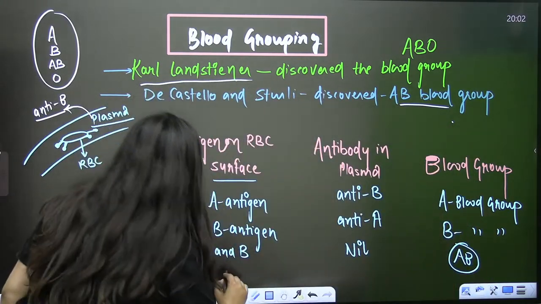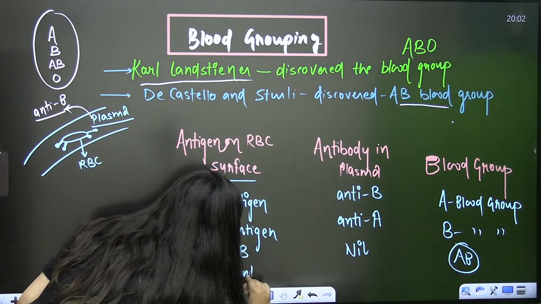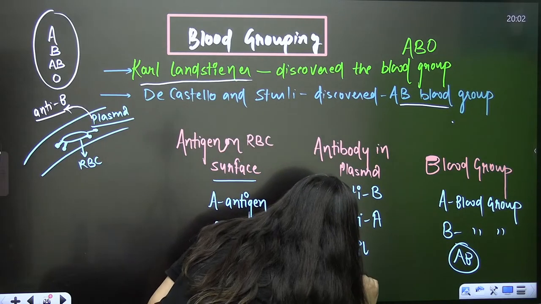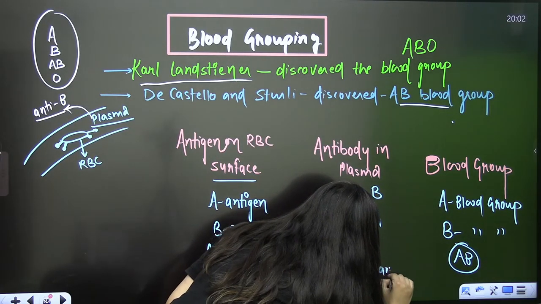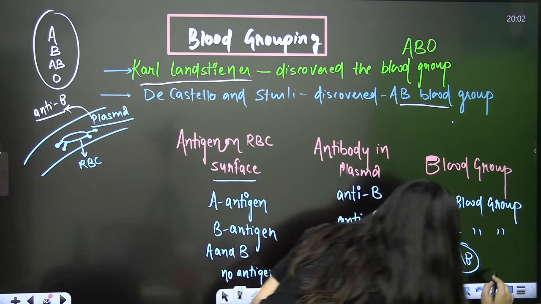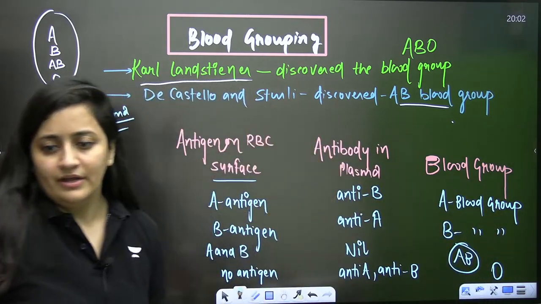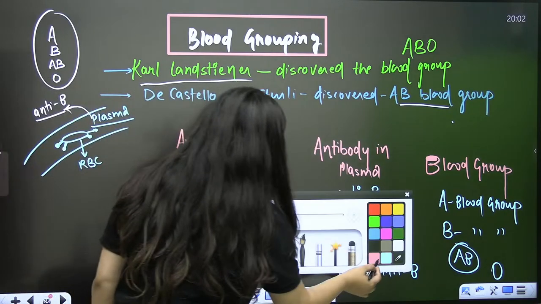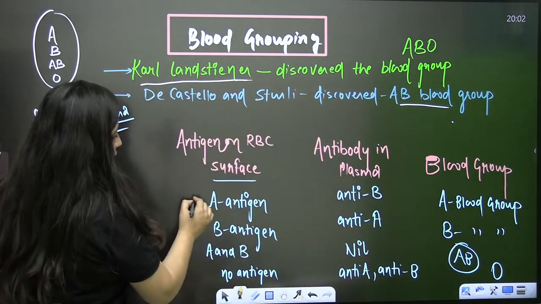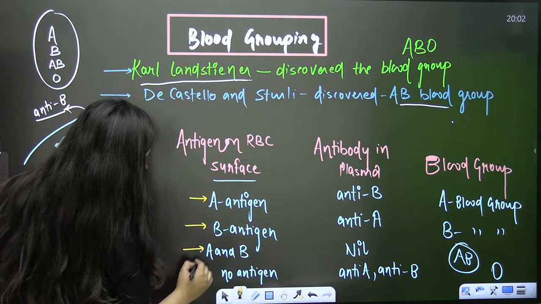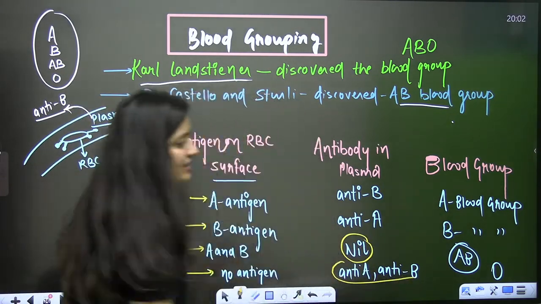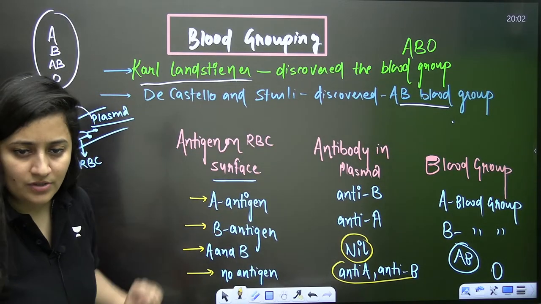Now let's say there is no antigen on the RBC surface. Then the antibodies in plasma will be against both blood groups, anti-A as well as anti-B, and the person has blood group O. Is that clear? So, A antigen, B antigen, A and B antigen, no antigen. You should know about the antibodies as well.